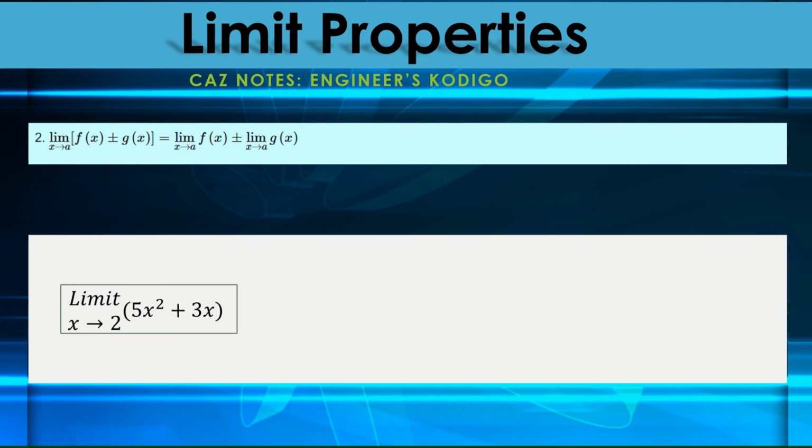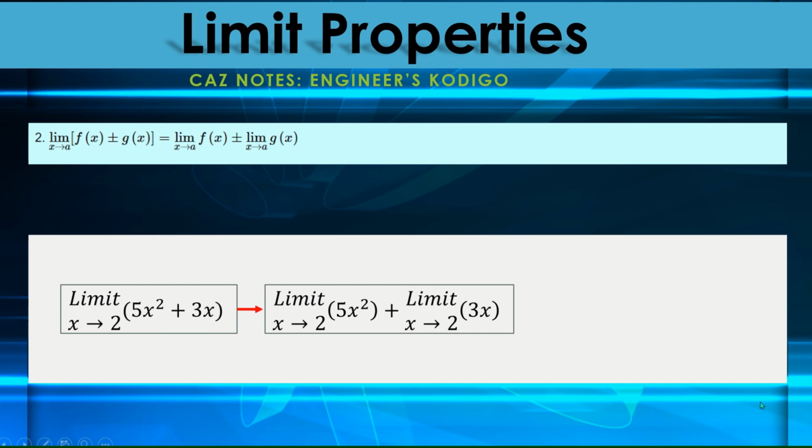Find the limit of the function 5x squared plus 3x as x approaches 2. According to the property, we can separate them into 2 functions. So we'll have 5x squared as the function f of x and 3x as the function g of x. So you will have the limit of the function 5x squared as x approaches 2 plus the limit of the function 3x as x approaches 2. On the first part, we factor out based on our previous property, and then evaluate the limit, and then evaluate as well the second term, and then we will have 26 as the final answer.